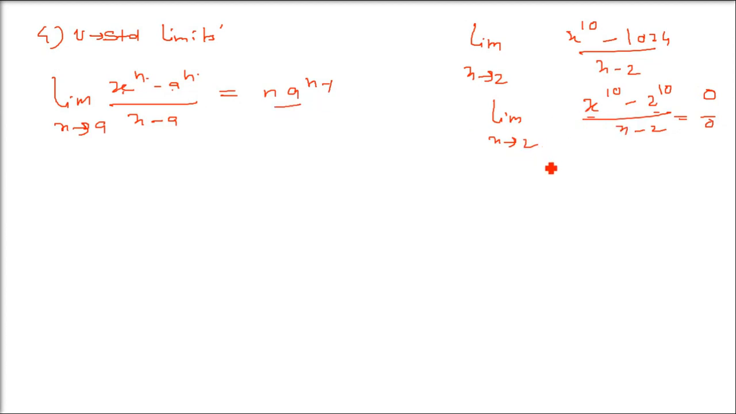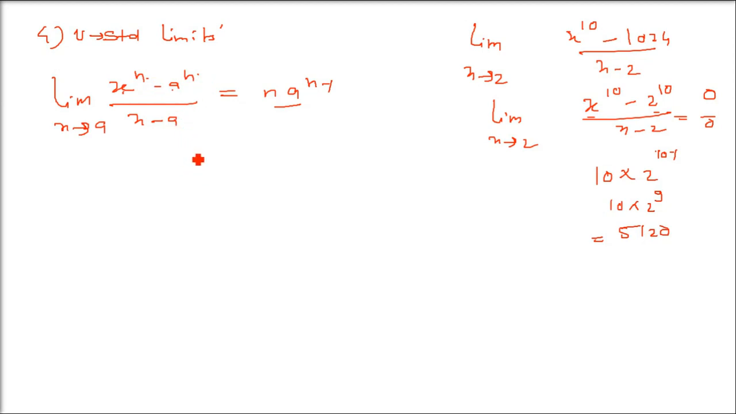So what we do, we'll use the standard result which we already have. So n is 10, a is 2, so 10 into 2 to the power 10 minus 1, 2 to the power 9. So 10 into 2 to the power 9, this is what we are going to use, and that is going to be 5120.